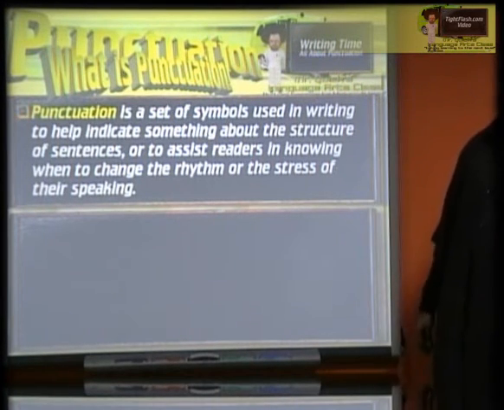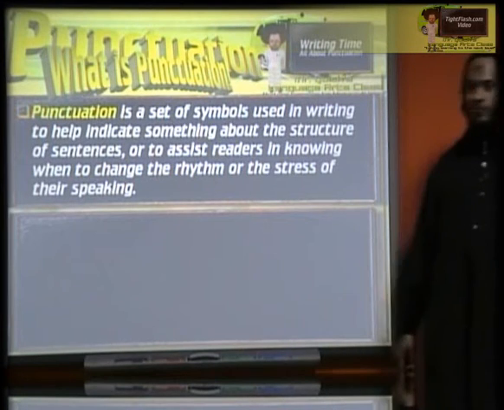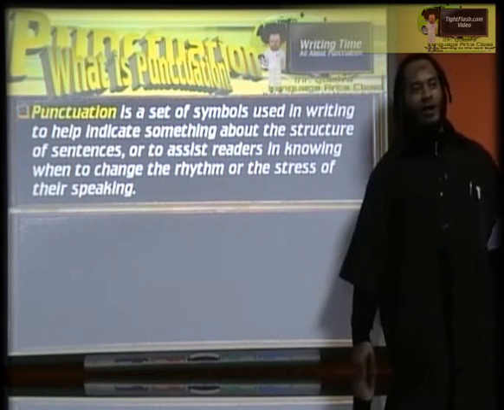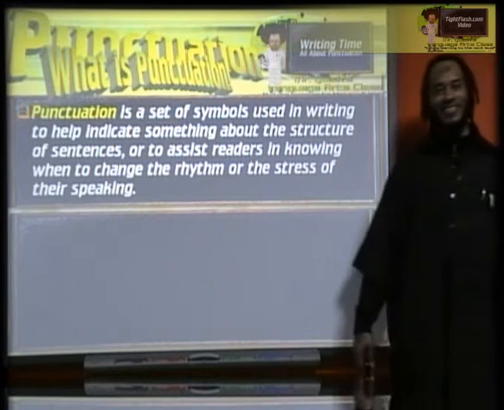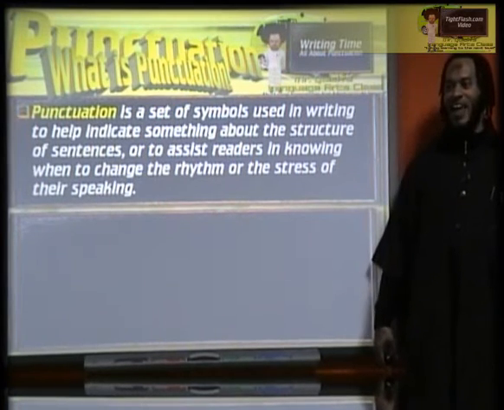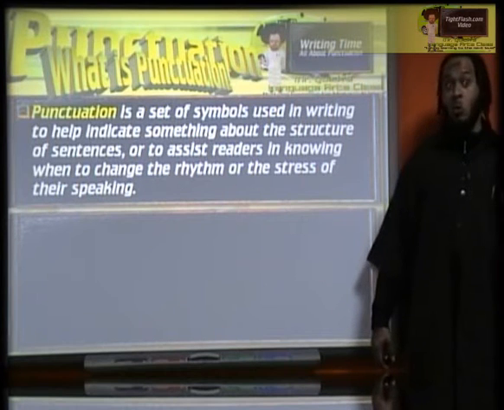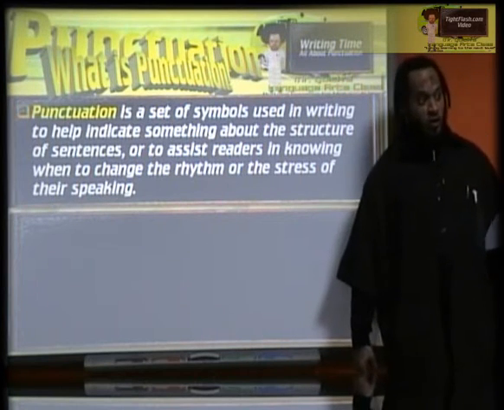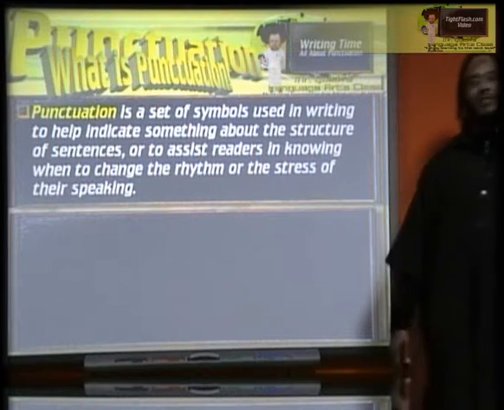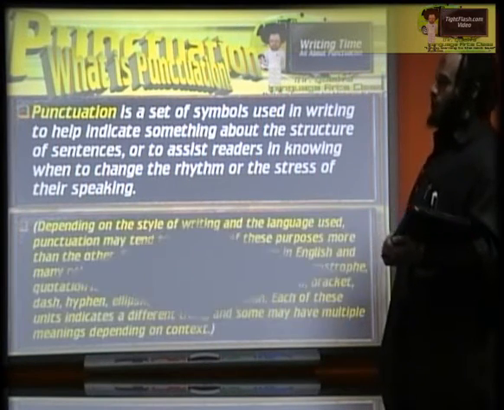And punctuation is not optional. Whoever told you it was lied. They told you a big fat lie. It is not optional. You must use punctuation when writing. Yes, you have to. Wow.